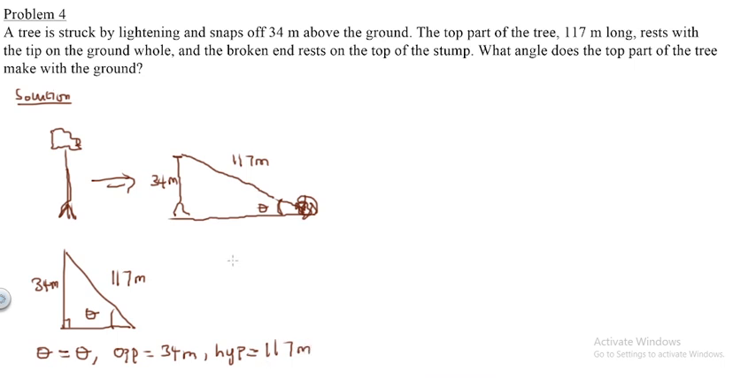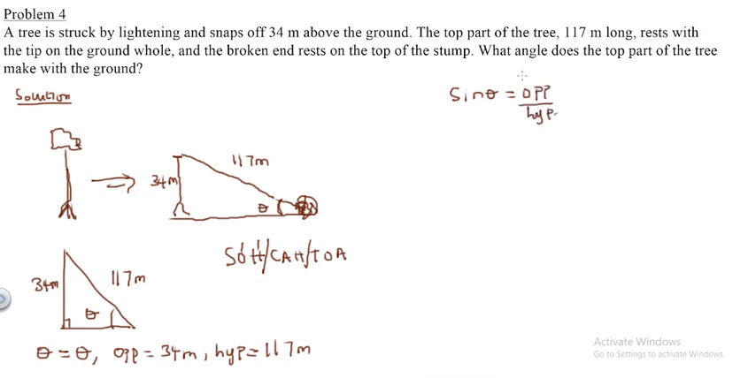Remember the abbreviation that we use to get the trig function that we use. This is SOHCAHTOA. We have opposite and hypotenuse, so the one combining opposite and hypotenuse is sine. We are going to use sine in this case. That means we have sine theta is equal to opposite over hypotenuse.